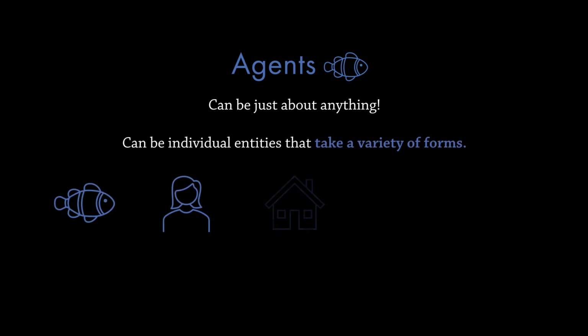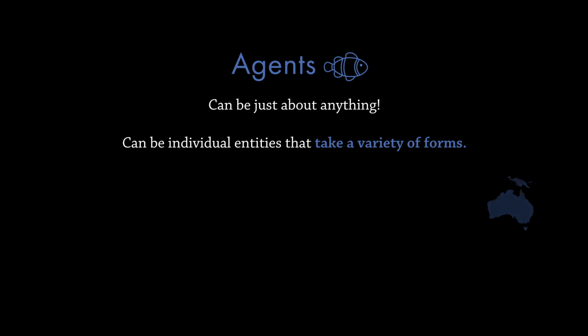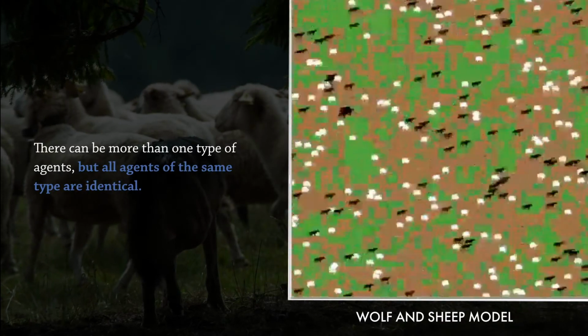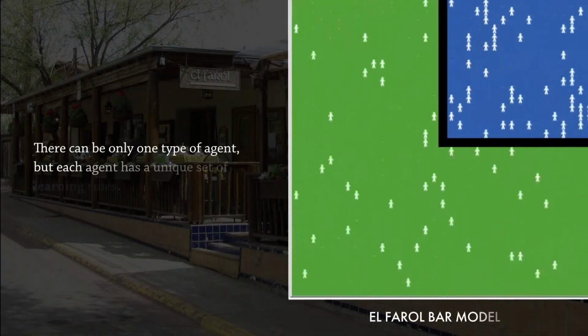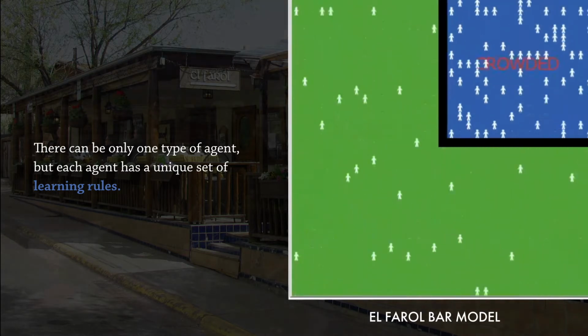As is probably clear now, agents can be just about anything: individual fish, people, households, government agencies, or even entire countries. There could be more than one type of agent, such as in the classic wolf and sheep model, but all agents of the same type are identical. Or they can have only one type of agent, such as in the bar goer and the El Farol bar model, which we will discuss in more detail later, but each agent has a unique set of learning rules in this case.